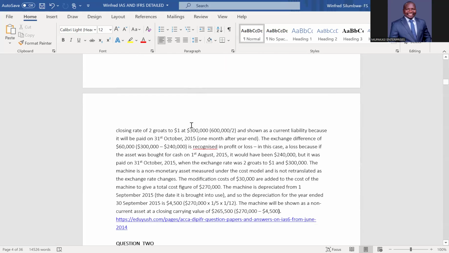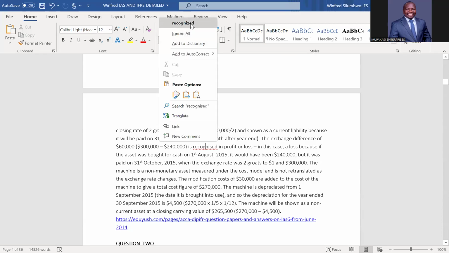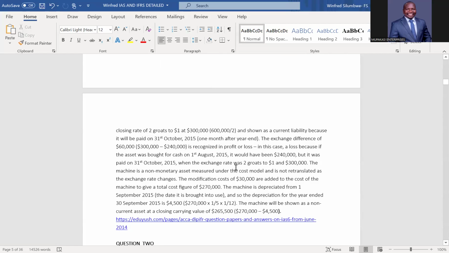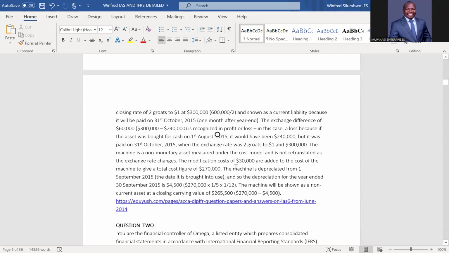Now, this one will be shown as a current liability. Why? Because it's going to be paid in October, just 1 month after the end. So it's a current liability. It will be paid on 1st October, 1 month after the end. The exchange difference of 60 is recognized in profit and loss. Very simple. In this case, a loss, because if the asset was bought for cash on 1st August, it would have been 240, but it was paid on 1st October when the exchange rate was 2 groat to 1, which is 300. Okay, I'm sure I've explained.